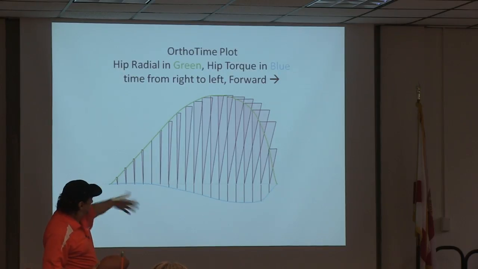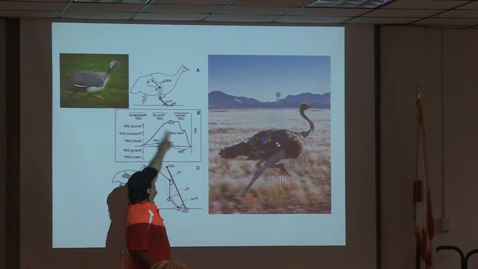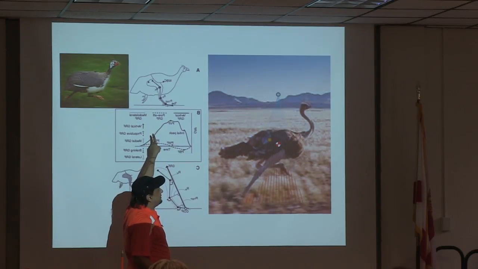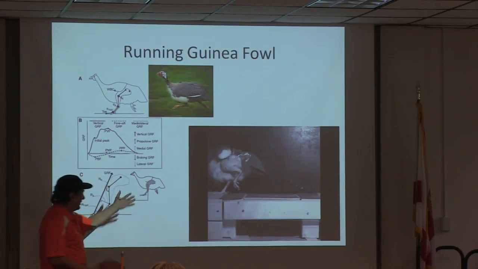Next, there's the plot. Here we go. And every biped does this. People do it. Running guinea fowl, ostriches, any size down to sparrows. That's the data. Next. Click on that.